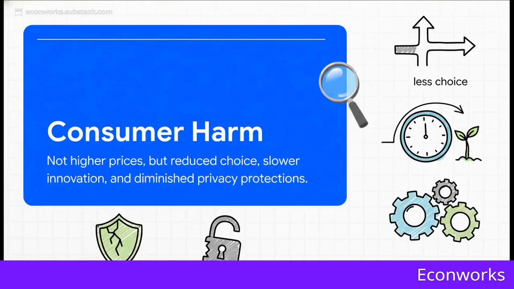Now, this is a really critical point to understand in antitrust cases like this. When we hear consumer harm, we usually think about getting charged higher prices. But search is free, right? So the harm the DOJ is talking about is what we lose. It's the harm of having less choice, of getting a lower quality product than we could have in a competitive market, and a slowdown of new ideas and innovation.